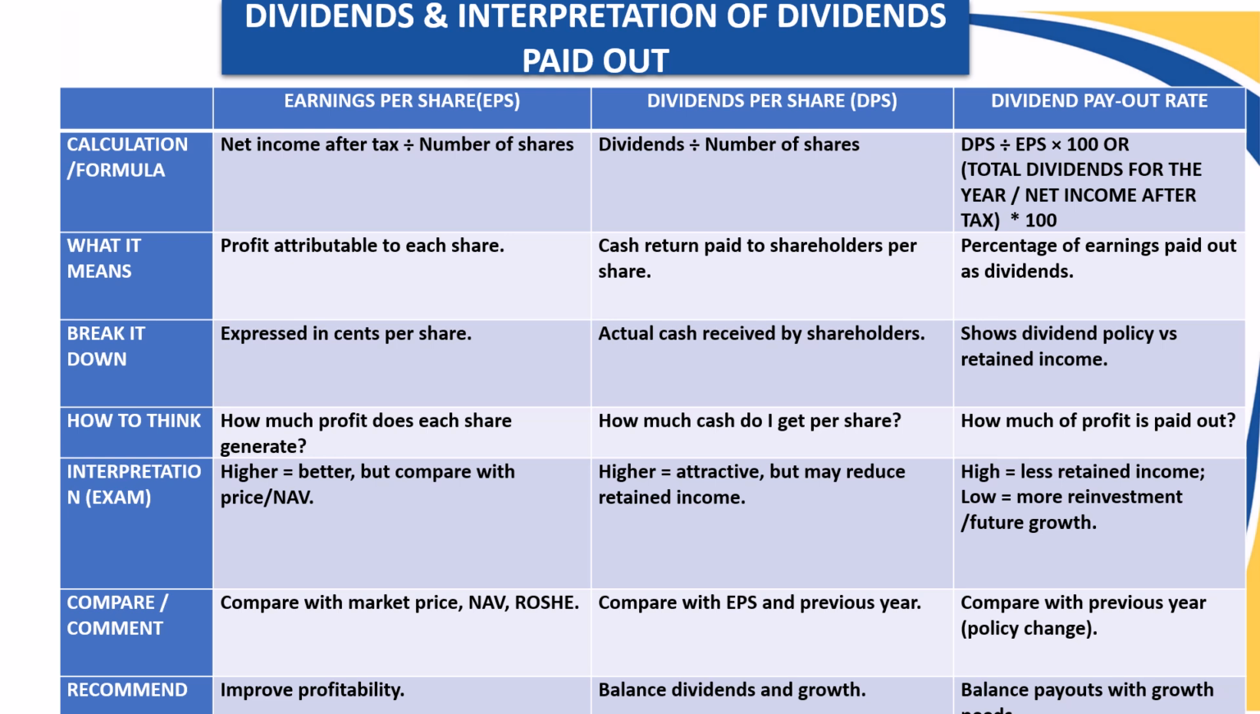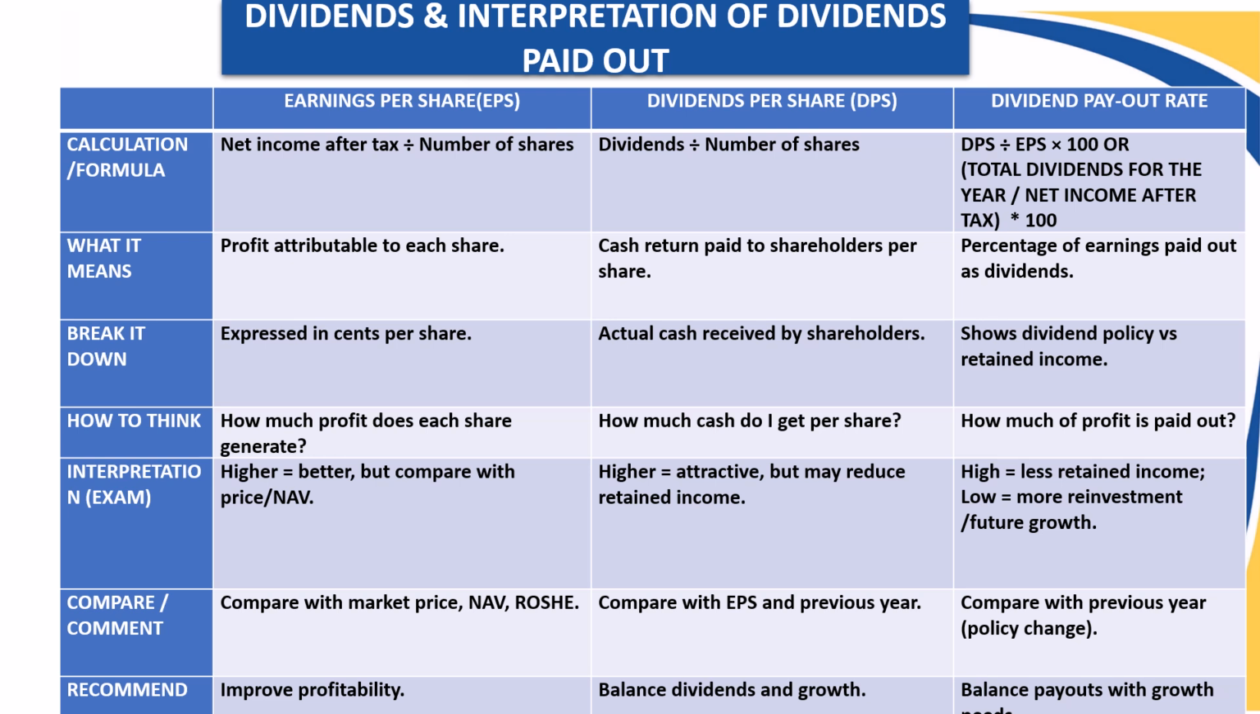Always remember this is expressed in cents per share. We want it as high as possible. Now that earnings per share, we divide it, and the directors decide on this. A part they give to the shareholders in the form of dividends, and we call that dividends per share. So take our total dividends divided by the number of shares, and then it's also calculated in cents.